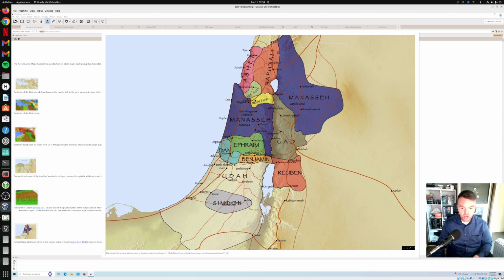Each of the 12 tribes gets an inheritance, and this map I found extremely helpful. While I was reading the Bible, it names all these places, and I have no idea where they are. This map makes them a lot easier to understand. You'll notice that there are two areas allocated to Manasseh.